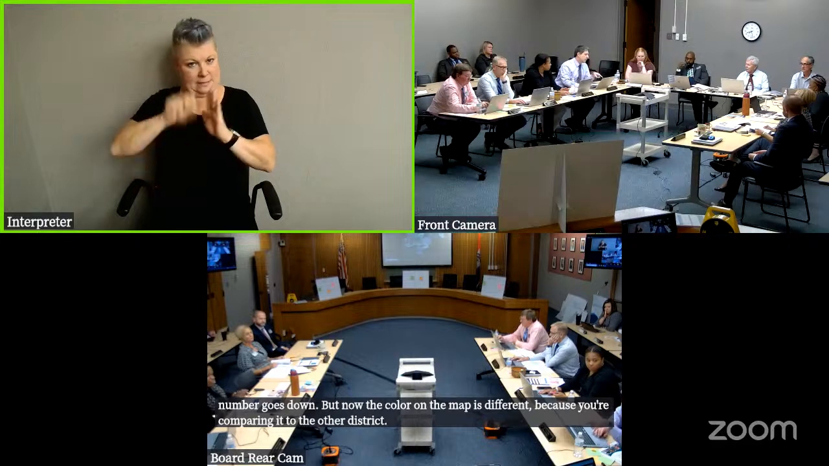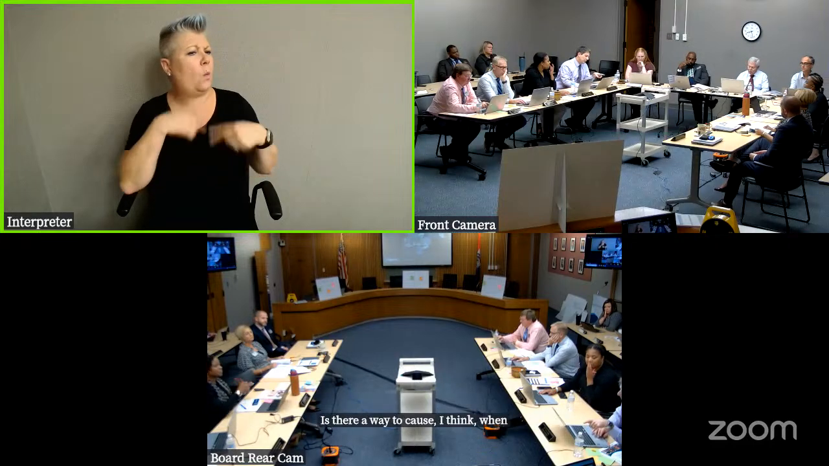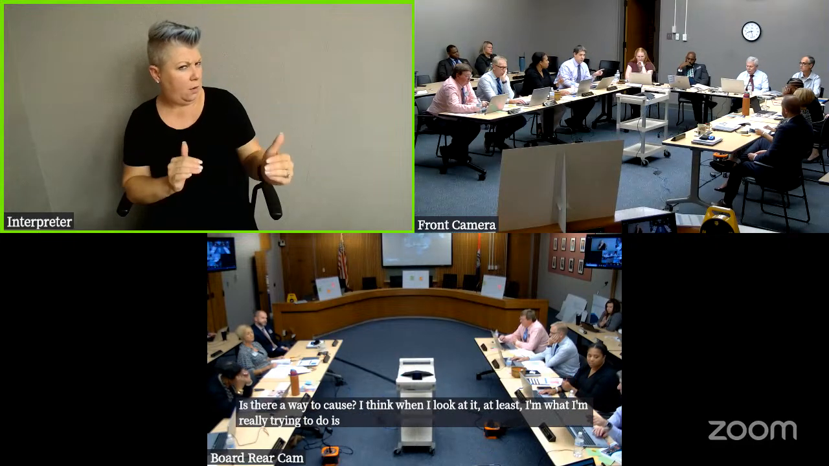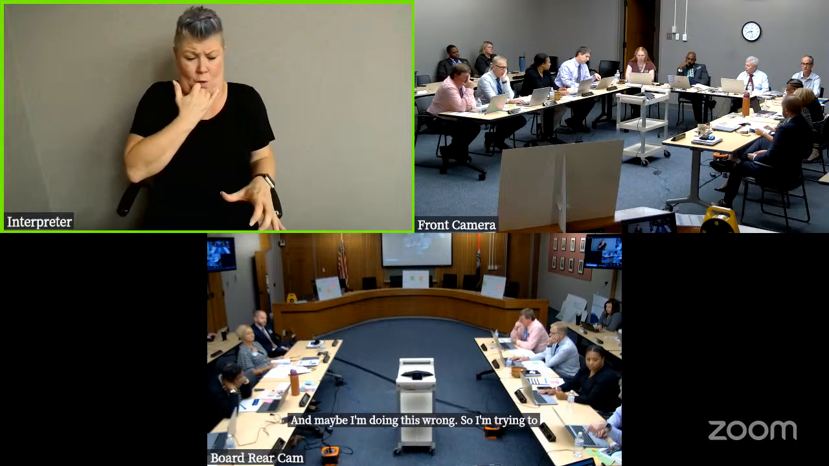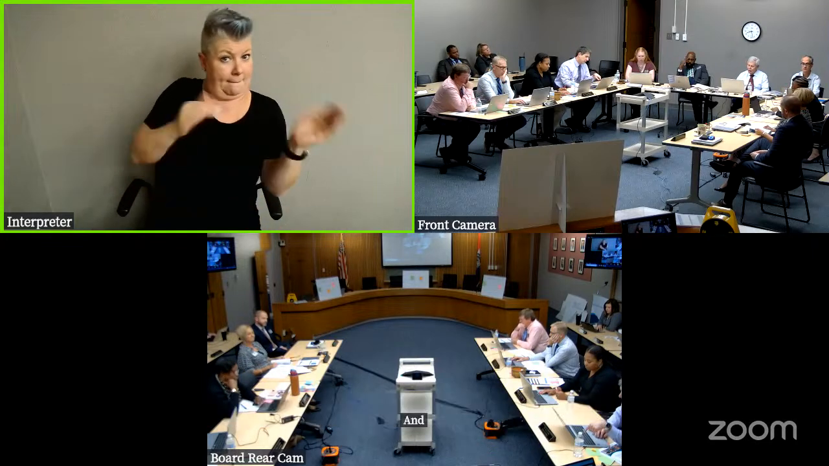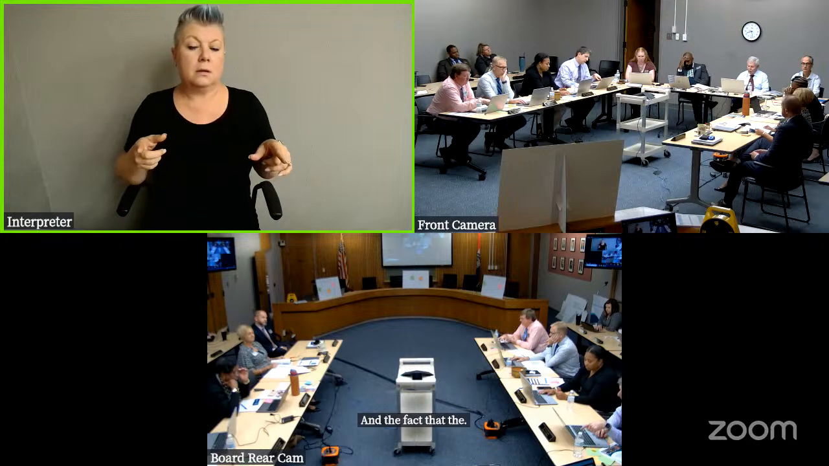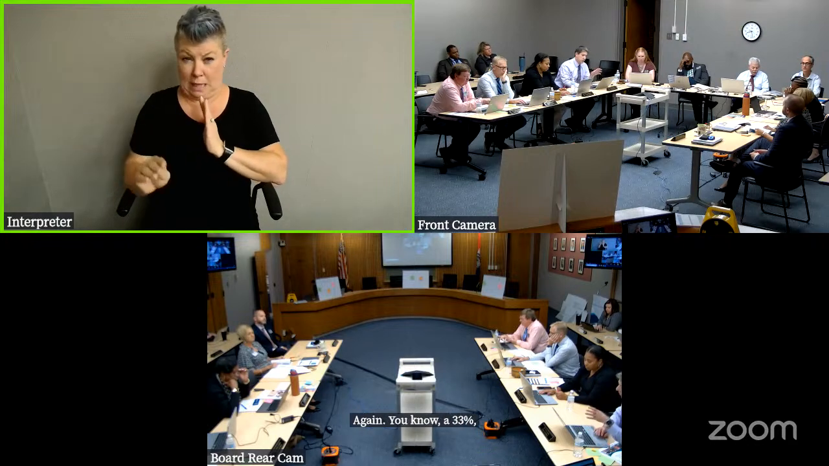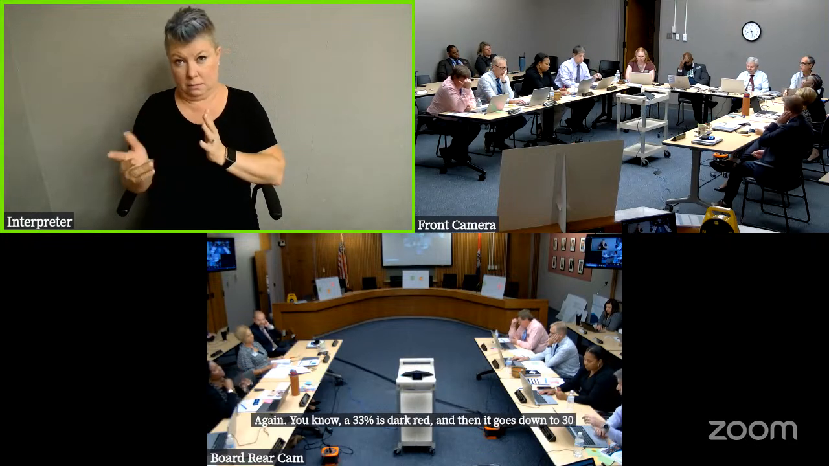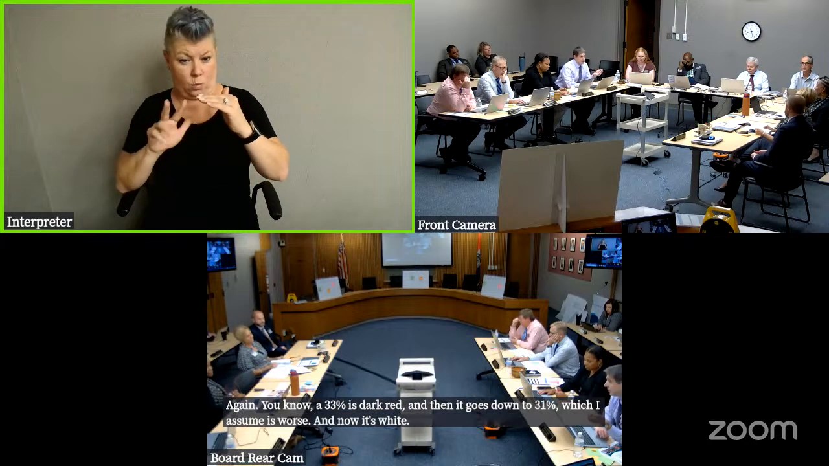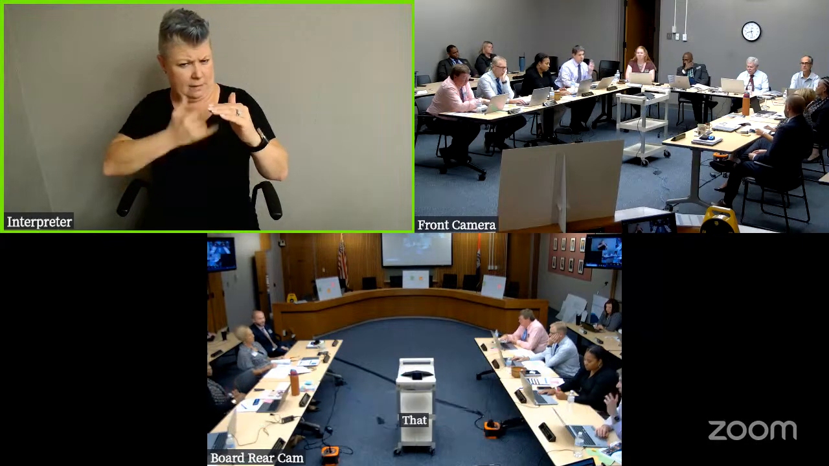Is there a way to, because when I look at it, at least what I'm really trying to do is compare, and maybe I'm doing this wrong, but I'm trying to compare the fall to the spring. If 33% is dark red, and then it goes down to 31%, which I assume is worse, so now it's white, that confuses me about whether there was an improvement or not.